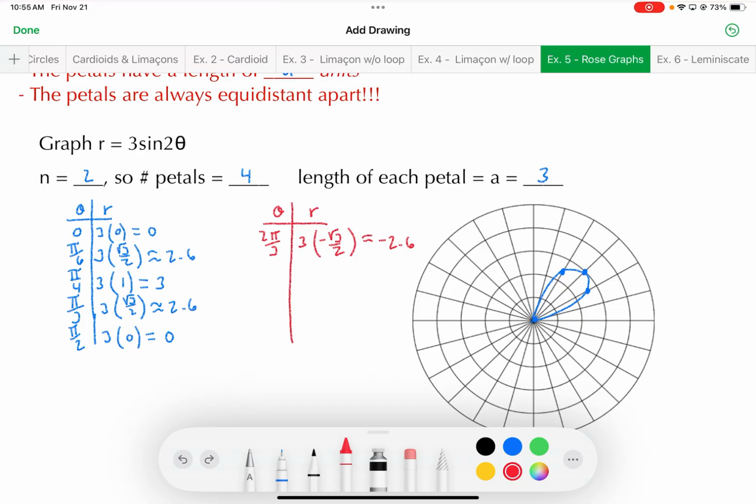All right, again, right here's the terminal side of 2 pi over 3. I've got to go backwards in the opposite direction, 2.6 units.